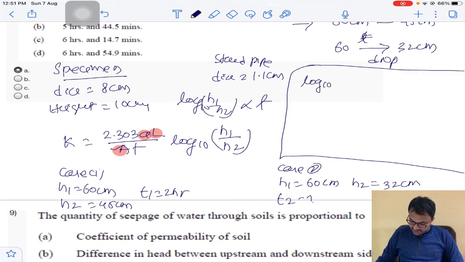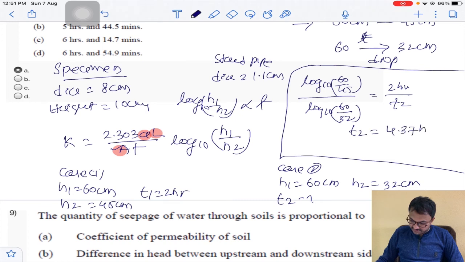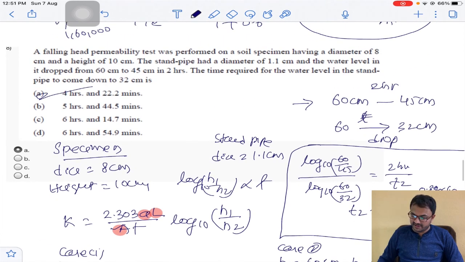So now I'll calculate here. Log based on h1 by h2 in case 1, 60 by 45, and log based on h1 by h2, 60 by 32, will become T1 is 2 hours, T2 is, if you solve, T2 is equal to 4.37 hours. If you multiply this 4.37 by 60, you will get it in minutes, 4 hours 22.2 minutes. Very important. The answer will be A.